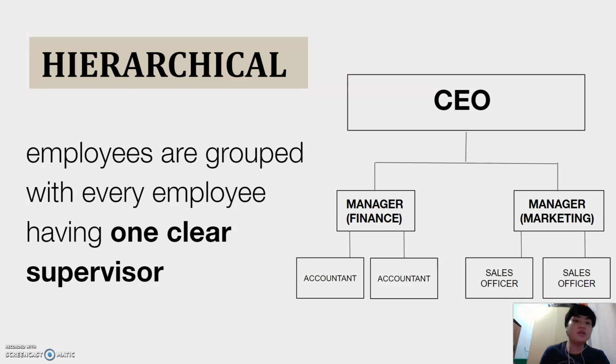Next is the hierarchy org structure. The hierarchy model is the most popular organizational chart type. There are a few models that are derived from this model. In this org structure, employees are grouped with every employee having one clear supervisor. Organizations that use a traditional hierarchy structure rely on a vertical chain of command as the prime method of organizing employees and their responsibilities. This structure typically features multiple layers of management and is therefore prone to bureaucracy and the creation of silos that prevent cross-team collaboration.